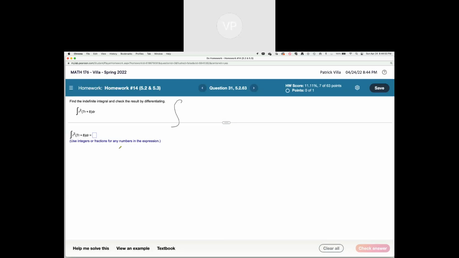So we have the integral of r squared (7r plus 8) to the third dr. Okay, find the indefinite integral and check the result by differentiating. And what that means is they just want you to find the derivative at the end to check to get your answer right. Now, two ways you can do this, but there's really only one way that's going to work. I'll do them both ways. Let's just do our u substitution here. And we'll see how it goes.